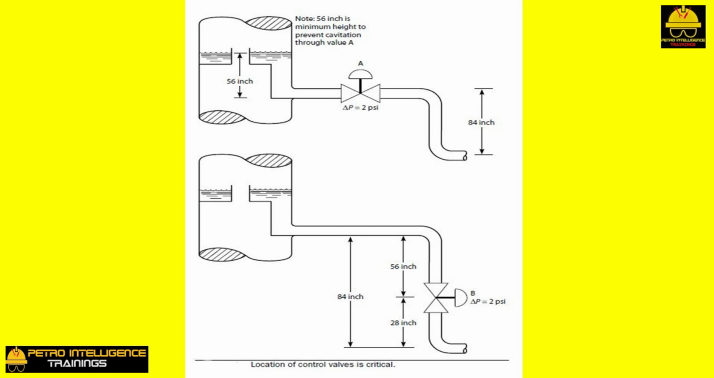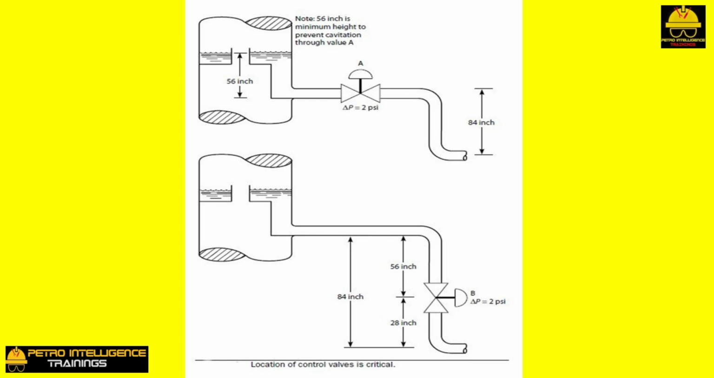Control valve B in picture is located 56 inches below the draw-off nozzle. The pressure drop across the valve is still 2 psi, or 56 inch of water. Again, we will neglect nozzle exit loss and friction loss. But in this case, the height of water in the draw-off sump may be 0.